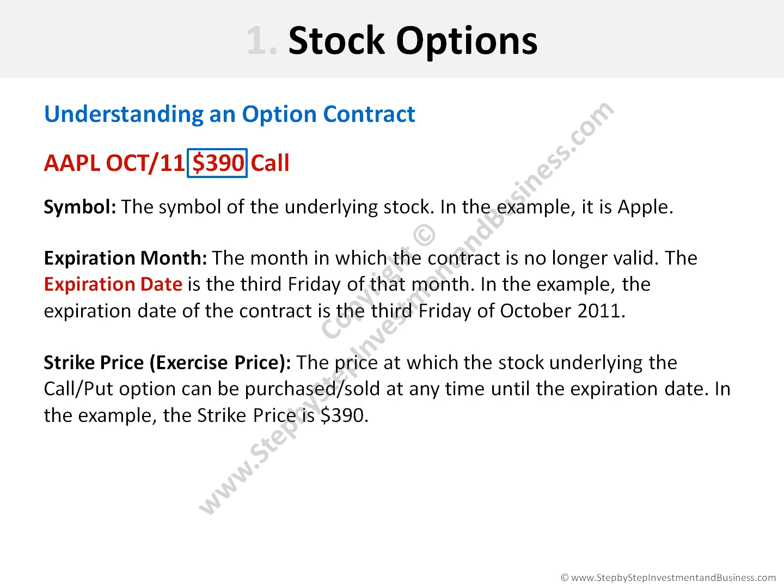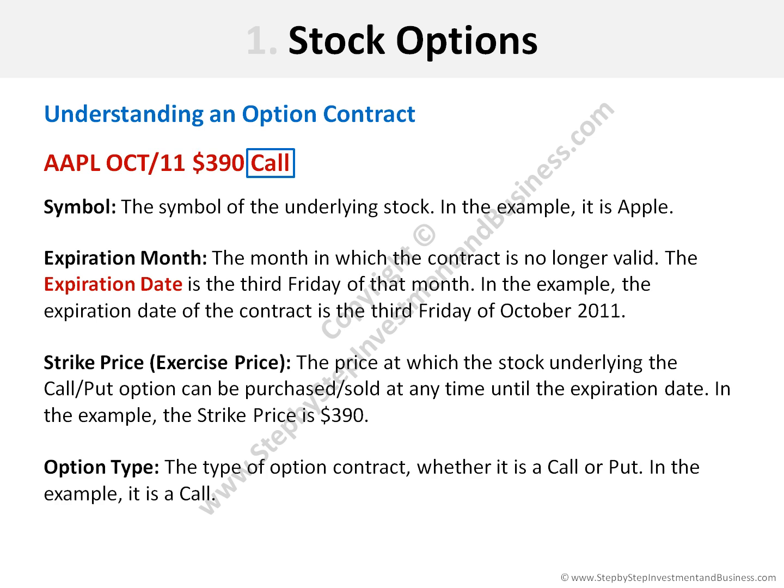Then, it is indicated what is known as strike price or exercise price. It is the price at which the stock underlying the call or put option can be purchased or sold at any time until the expiration date. In the example, the strike price is $390. And finally, it is indicated the type of option contract, whether it is a call or put. In the example, it is a call.